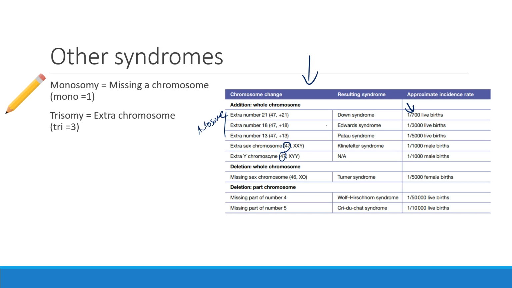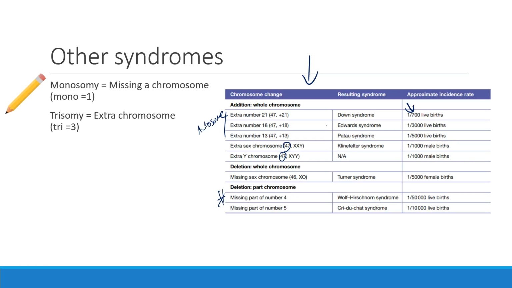You might have the situation where you're missing a chromosome. Here is the one that I was just referring to before, Turner syndrome. And you could be missing part of a chromosome, so maybe you're not missing the whole thing. If you're missing part of number 4, you would call that Wolf-Hirschhorn syndrome, and that doesn't affect many people. So this is missing some of a chromosome, not the whole thing.